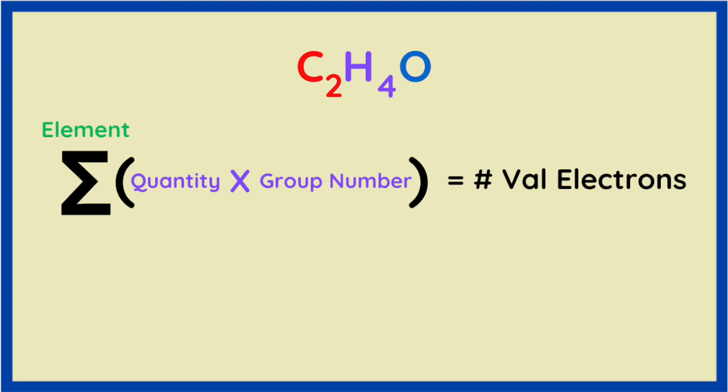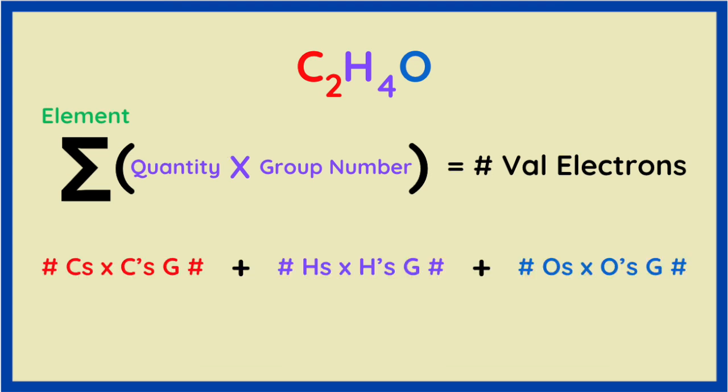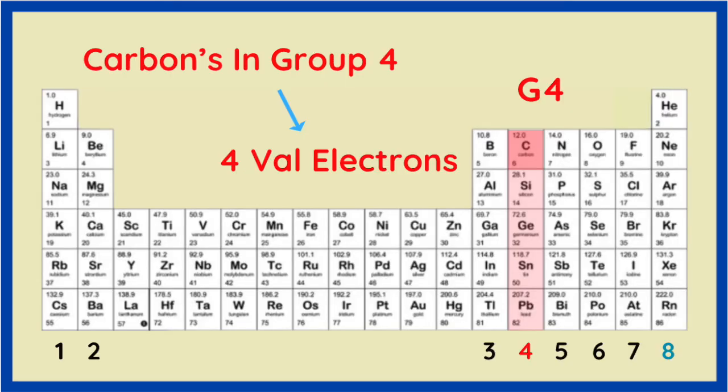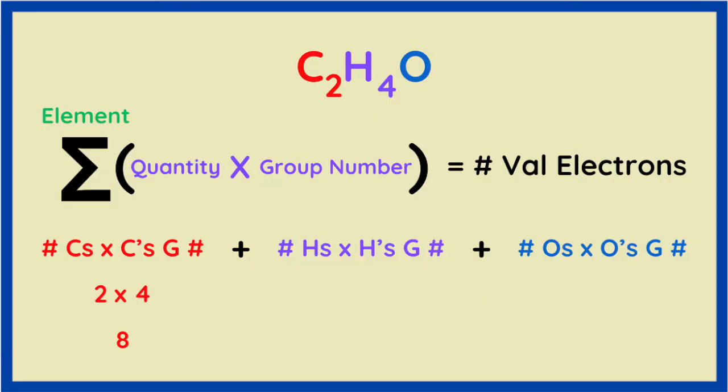This equation converts a molecular formula into the number of valence electrons using both multiplication and addition. Specifically, we take the number of each element, multiply by the group number, and we take all of these products and add them together. Carbon, for example, contributes 2 times 4 valence electrons. This is because there are 2 carbons in this molecule, as shown by the molecular formula, and carbon is in group 4. So each individual carbon contributes 4 valence electrons. Therefore, 2 carbons contribute 8 to the molecule.